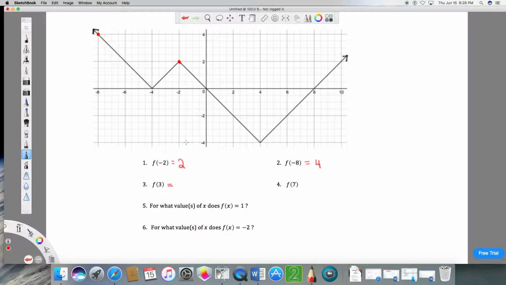Here, to evaluate this function when x is equal to 3, here is 3 right here, and this point has an x-coordinate of 3 and a y-coordinate of -3.